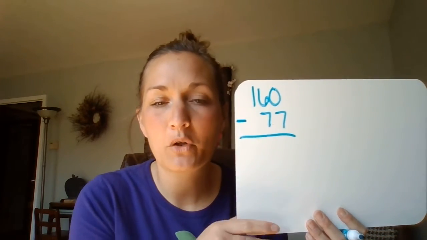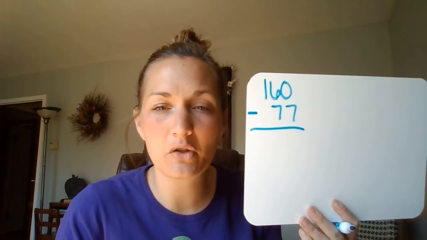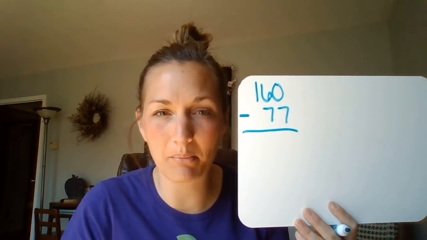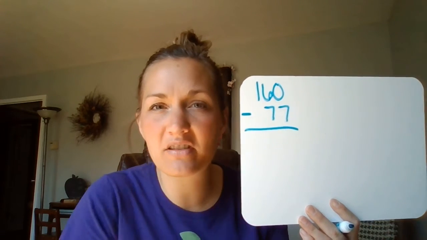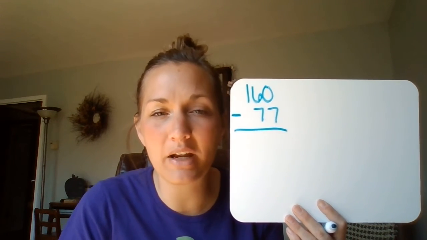Okay, so now we're going to try one where we actually have to trade. All right, so the next problem we're going to do is where we have to expand and trade our larger numbers. So I have the problem 160 minus 77. So the first thing we need to do is, yes, we're going to expand our numbers. So 160 would become 100 plus 60. We're going to add that 0 just to show the place value of it. And then we have 77. Remember, we need to make sure to line up those numbers. So the 10's in the spot of the 10's.